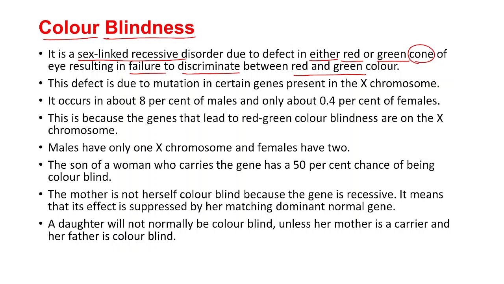Red and green color blindness. Is that clear? And this defect is due to what? Mutation in certain genes present on the X chromosomes. Due to the mutation in certain genes present on the X chromosome. And very importantly, see here, it occurs in about 8% of males and only about 0.4% of the females. Why? Because it is X linked.